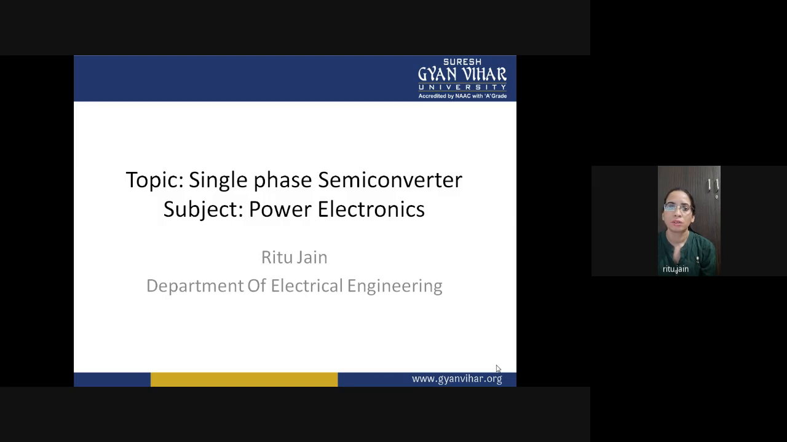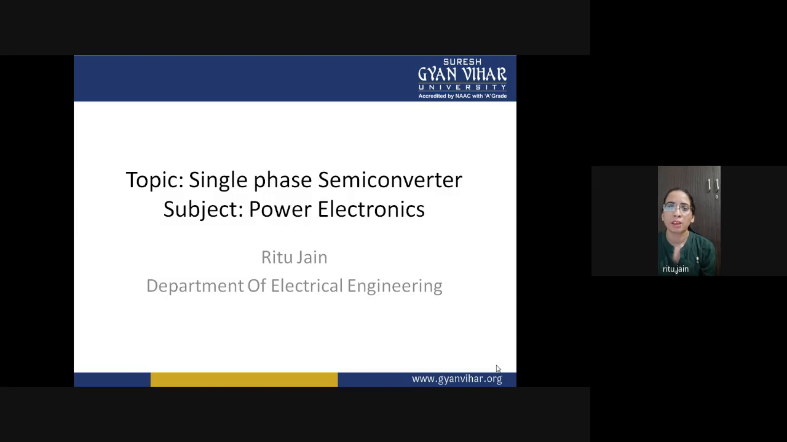We have already seen that in our day-to-day life, in industries, and in many fields we are using semiconductor or power electronic devices. So it has a wide range of applications, and now it is necessary to study these power electronic devices because they are very useful.